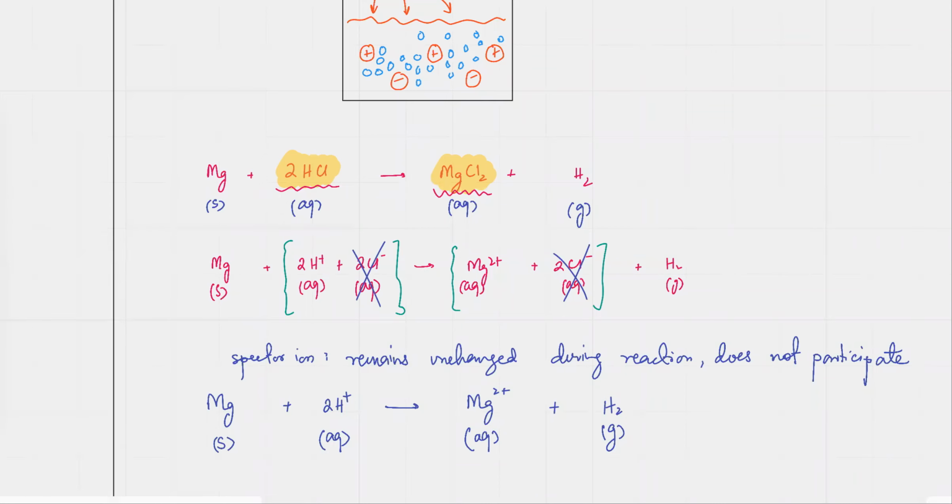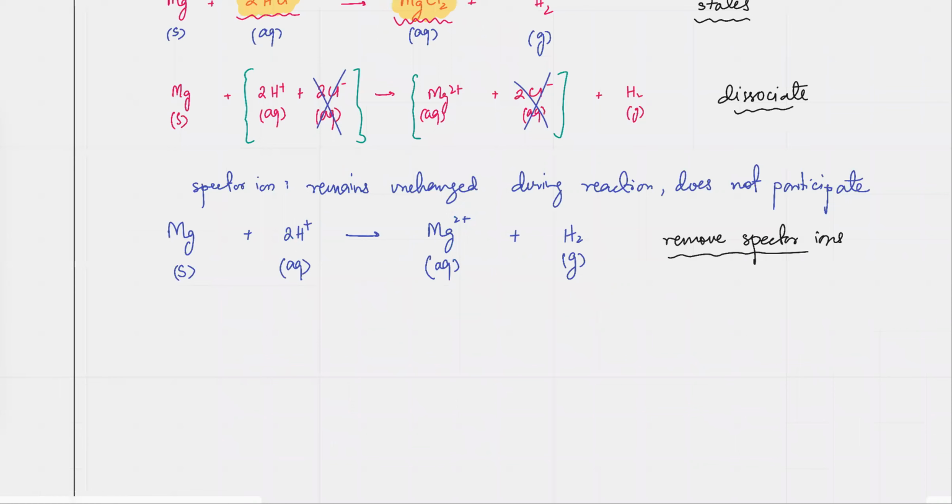So I'll repeat the steps. You write states, you dissociate, and then you remove spectator ions, the ones that are not doing anything. So your equation now consists of only those substances that are actually taking part in the reaction. You've just removed all the substances that are not taking part in the reaction. So we're going to try and do another one.